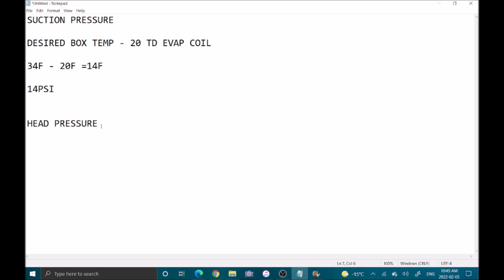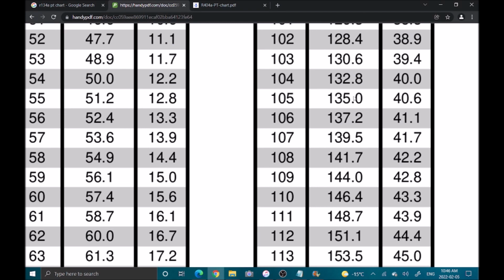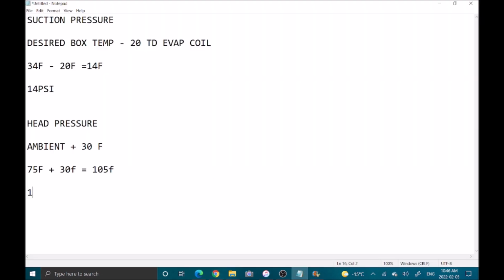suction pressure, and then head pressure is going to be ambient plus 30 on this one. That's our condenser split. So I got a 75 ambient. We're going to add 30. And that's going to give us, if I can do this properly, 105. And then let's go pull up our PT again to go see what 105 Fahrenheit is. So let's come right here. 105 is equal to 135 PSI. All right, so what I'm looking for is a 14 suction and 135 head pressure.